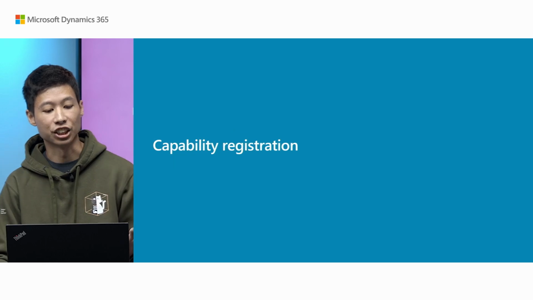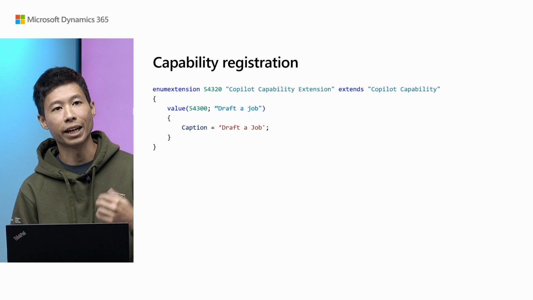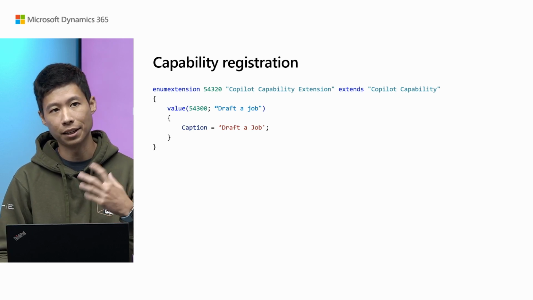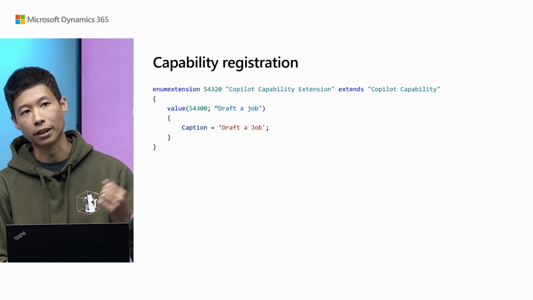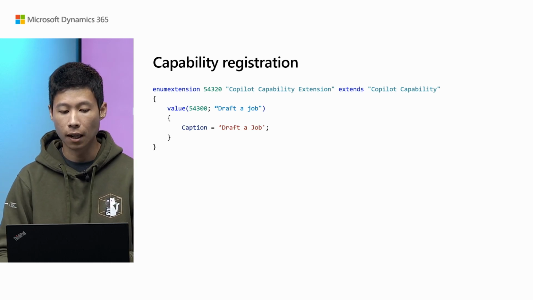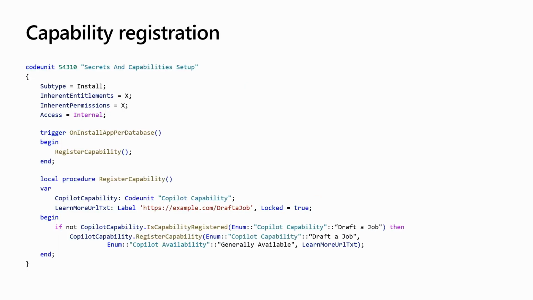So let's register a capability. As I had mentioned, first you need to extend the Copilot capability, and here I've extended it with draft a job, so kind of following in line with what Cody had shown us. And you will want to have an install codeunit that will register this capability. So I'll dive in specifically to the register capability function.